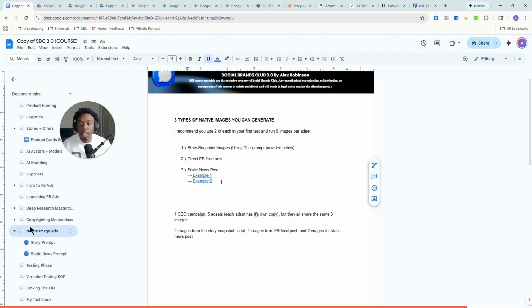And that was the issue in SBC 2.0. We were just relying on this story snapshot image. And again, a lot of you guys have probably tested products, and maybe the images were the thing that was leading to high CPMs, high CPCs. It's hard to really calculate that metric. Now we don't even have to guess anymore.